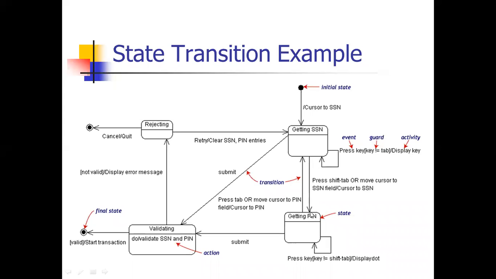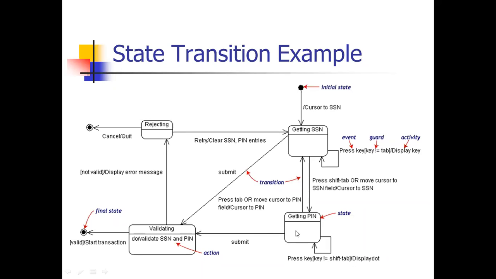If it satisfies, then it will move further to getting pin, another state, through press shift tab or move cursor to ssn field, and perform the activity cursor to ssn. It will revert back to getting ssn, like press tab or move cursor to pin field, cursor to pin, for getting the pin. While we are in the getting pin state, it has a self transition with the press key event. If the key is not equal to shift tab, this is the condition or guard, and the activity is display dot.